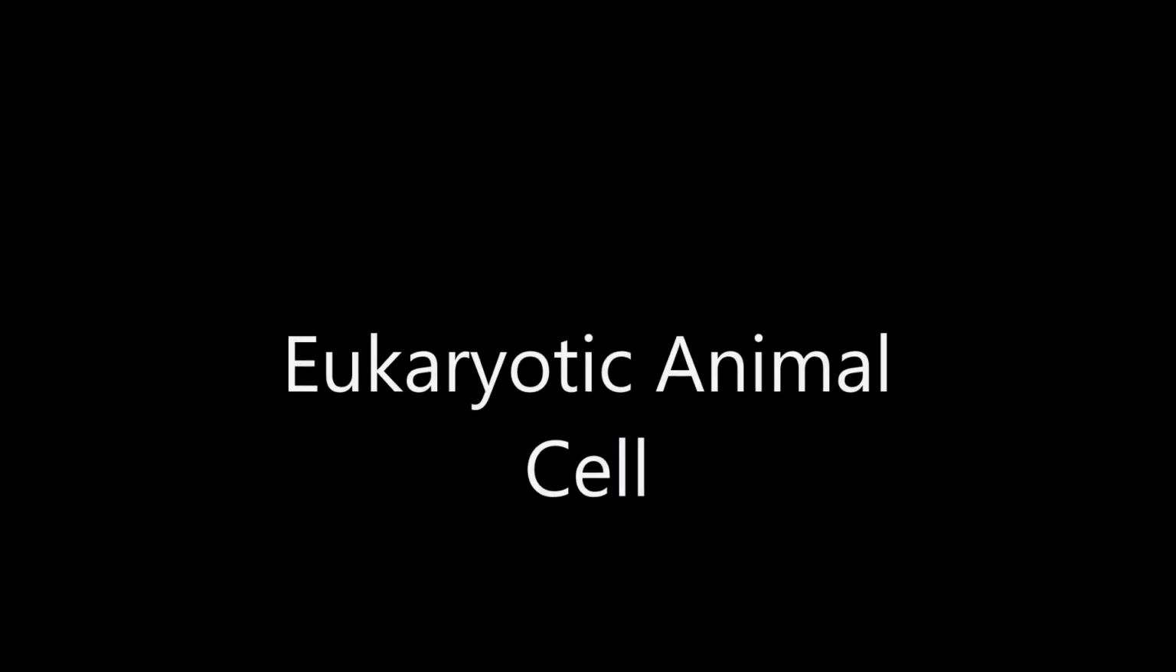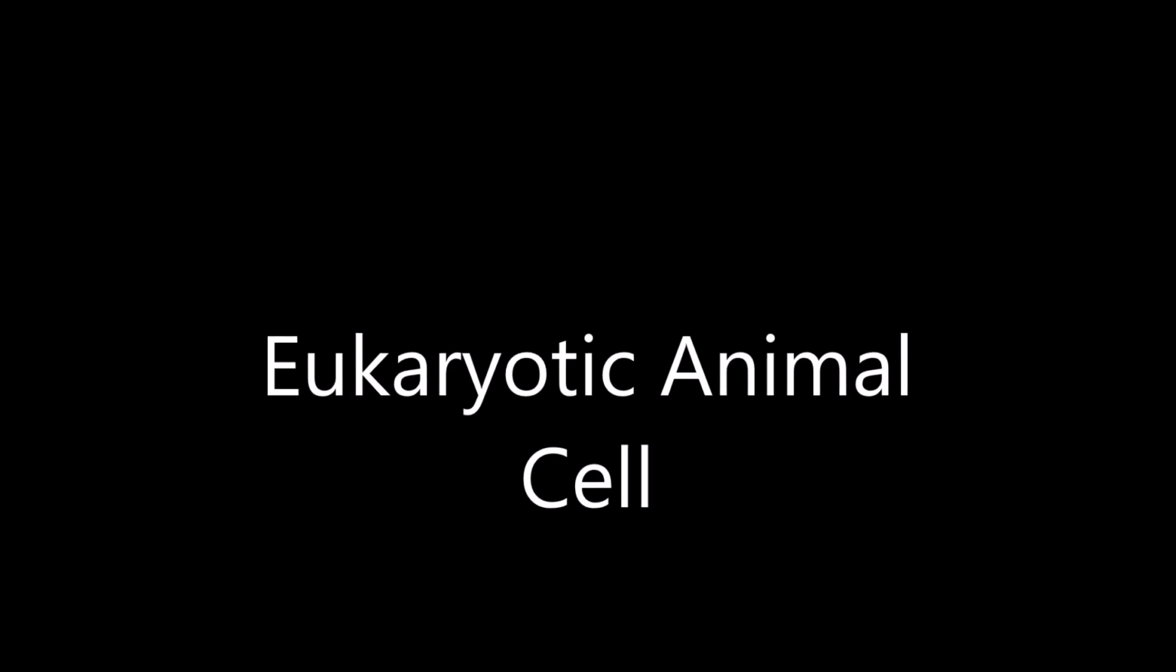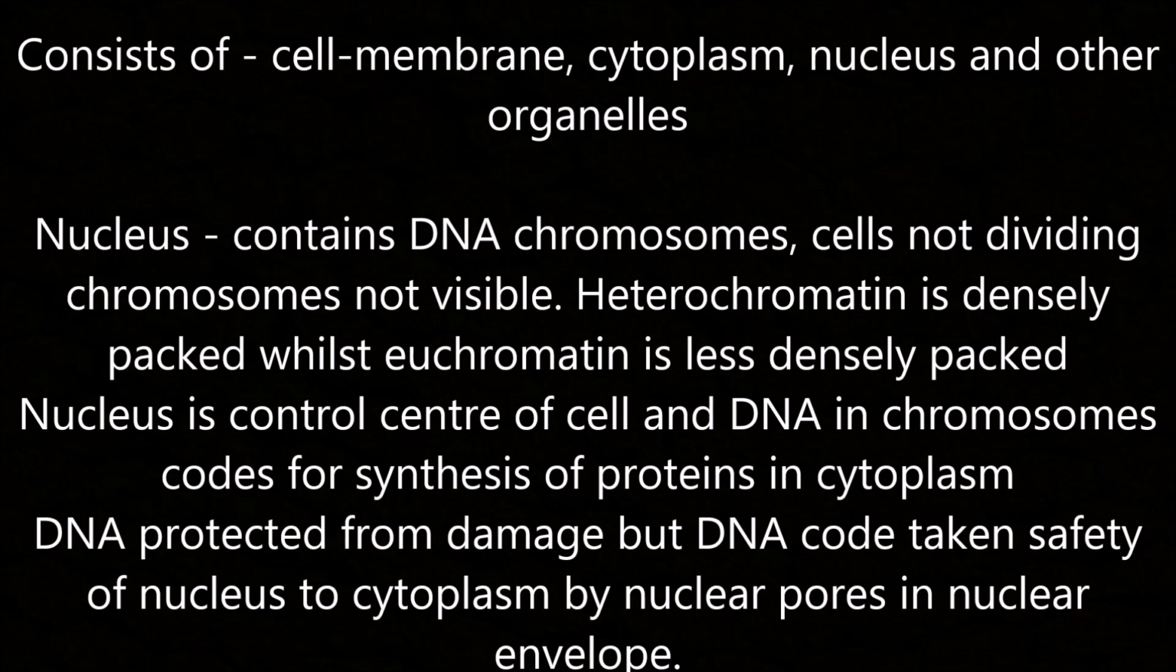And then our next topic will be the eukaryotic animal cell. This consists of a cell membrane, cytoplasm, nucleus, and organelles. The nucleus contains DNA and chromosomes. In cells that are not dividing, chromosomes are not visible. Heterochromatin is densely packed, whilst euchromatin is less densely packed. The nucleus is the control center of the cell, and DNA and chromosomes code for the synthesis of proteins in the cytoplasm. The DNA is protected from damage, but the DNA code is taken safely from the nucleus to the cytoplasm by the nuclear pores in the nuclear envelope.